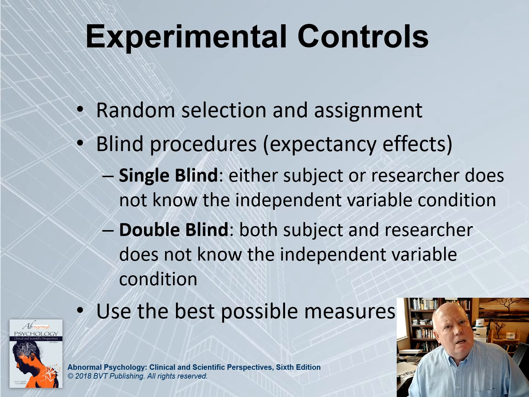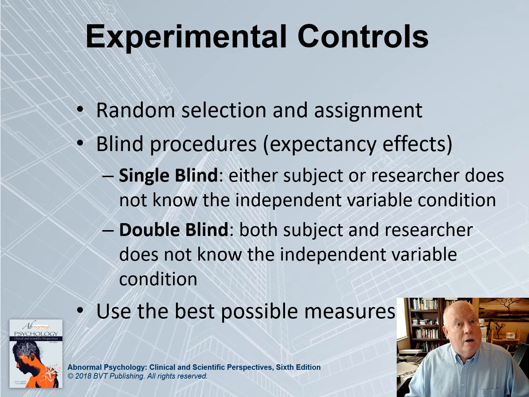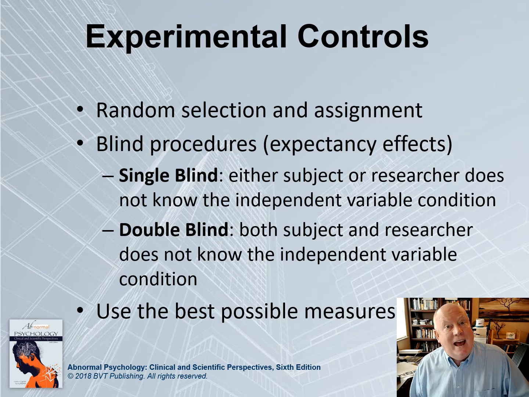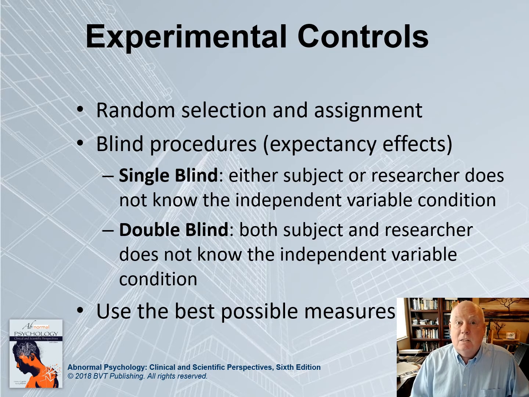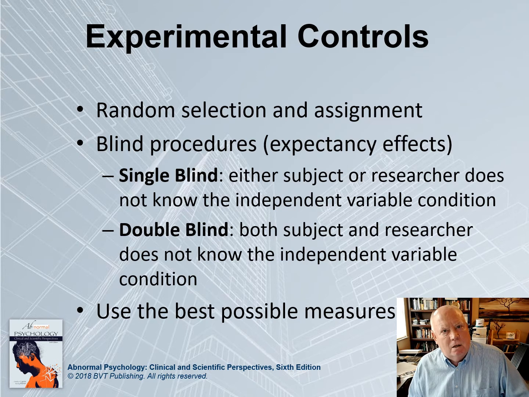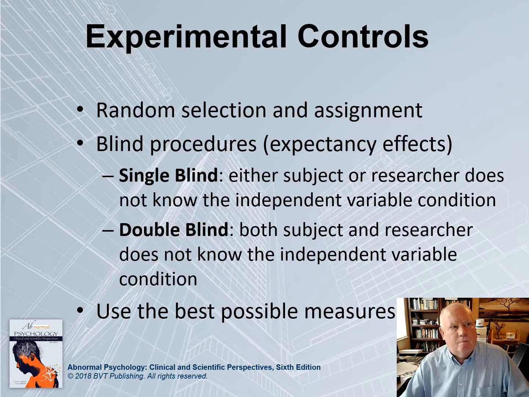So we want the experimenters who are measuring how depressed or not depressed the individual is to be blind, as well as the subjects to be blind about who's getting the drug and who's not. That's called a double-blind experiment, and it protects against the expectancies that subjects have and the expectancies that the researchers have.